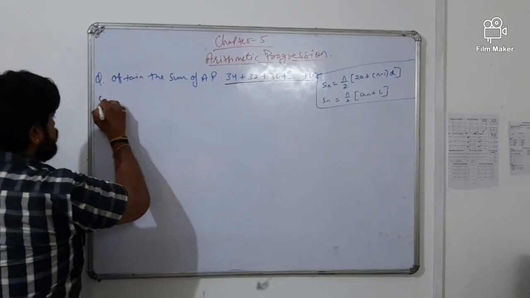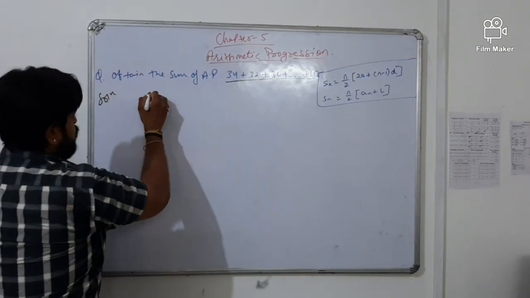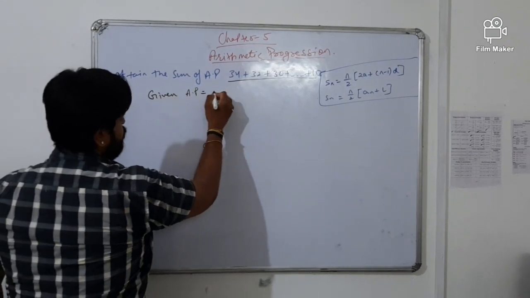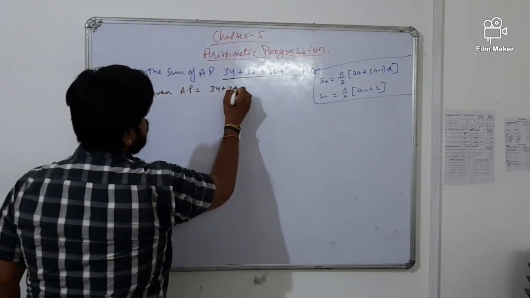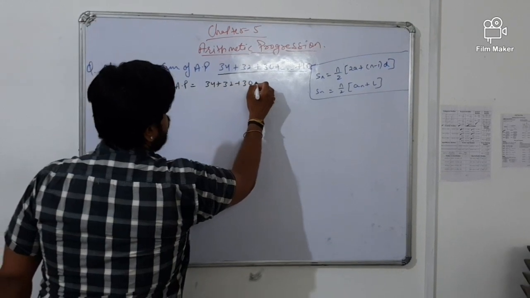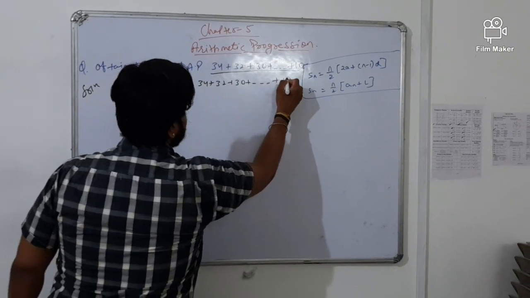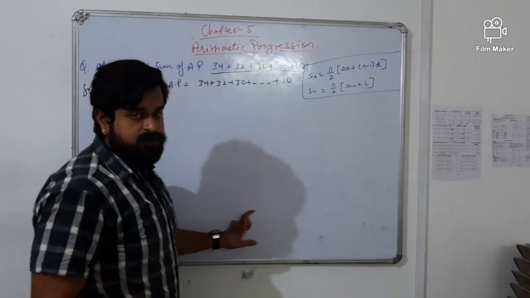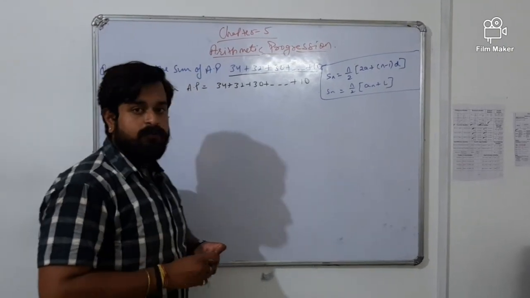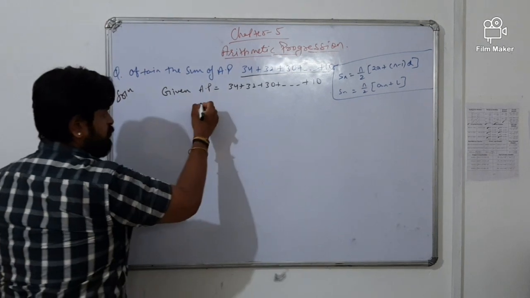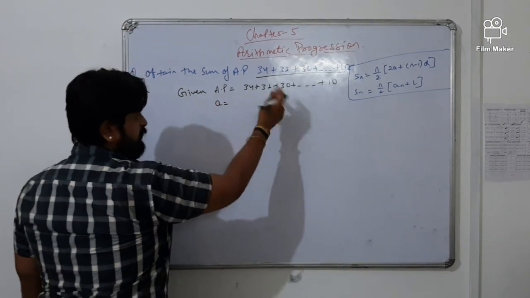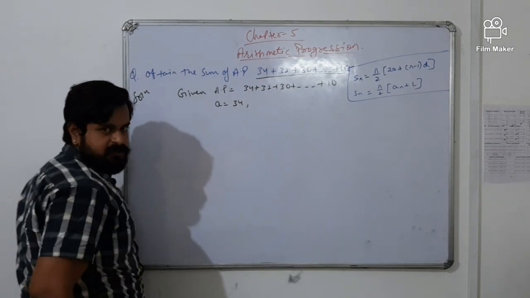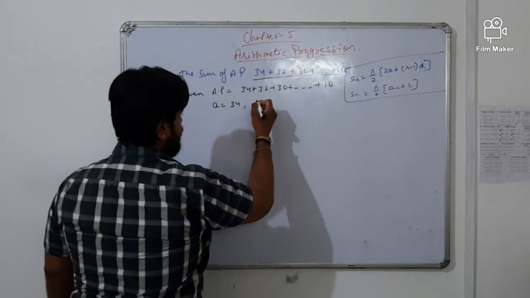Now we'll start the solution. First of all we write the given AP. Given AP is 34 plus 32 plus 30 and the last term is 10. Here the value of N is not given to you. So first of all we have to find the value of N. Now for the formula we need A, which is 34. The first term of AP is always A, as I told you many times.